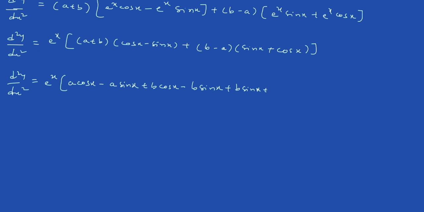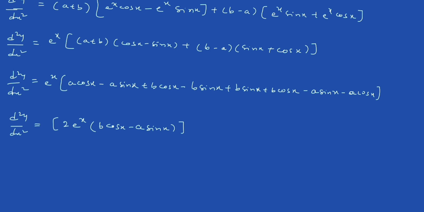b cos x minus a sin x minus a cos x. Close the bracket. Now which terms get cancelled? Let's see here, d2y upon dx square. The cancelled terms are cancelled here. So remaining is 2e to the power of x (b cos x minus a sin x).